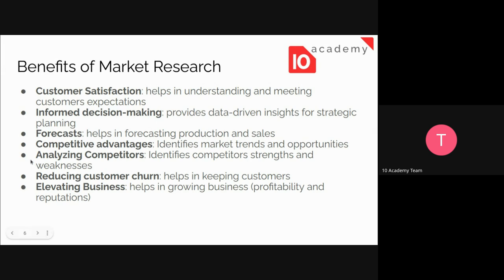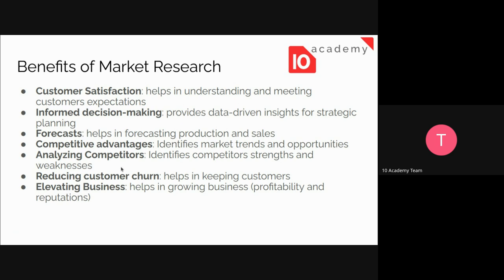Another benefit of market research is analyzing competitors. Here, market research is so powerful that it can help us to identify our competitors, what are their strengths and what are their weaknesses, and then based on the weaknesses, we can know how to grow our business. We can gain more customers because we are using the weaknesses to our advantage. Okay, so it will help us to do those kinds of things.